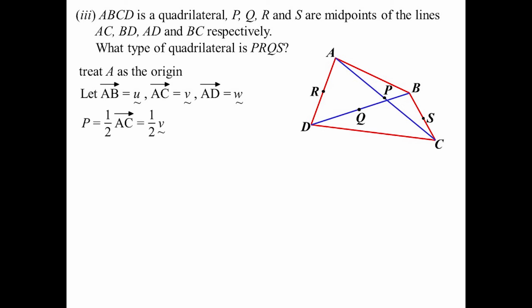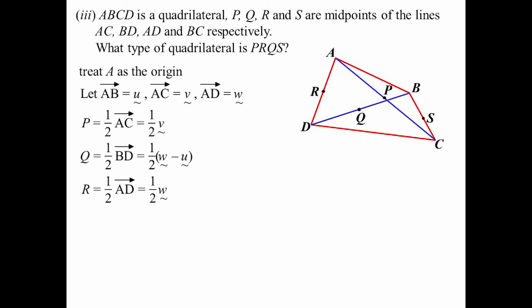So P is half the vector AC. And we just said the vector AC is V. So it's going to be a half of V. So I've got a coordinate or a point for P. Q is the midpoint of BD. Now we don't have a name for BD yet, so I can go head minus tail. So it'll be half of W minus U. What else we got? R is half of AD. Well, we said AD was W, so it's half of W.